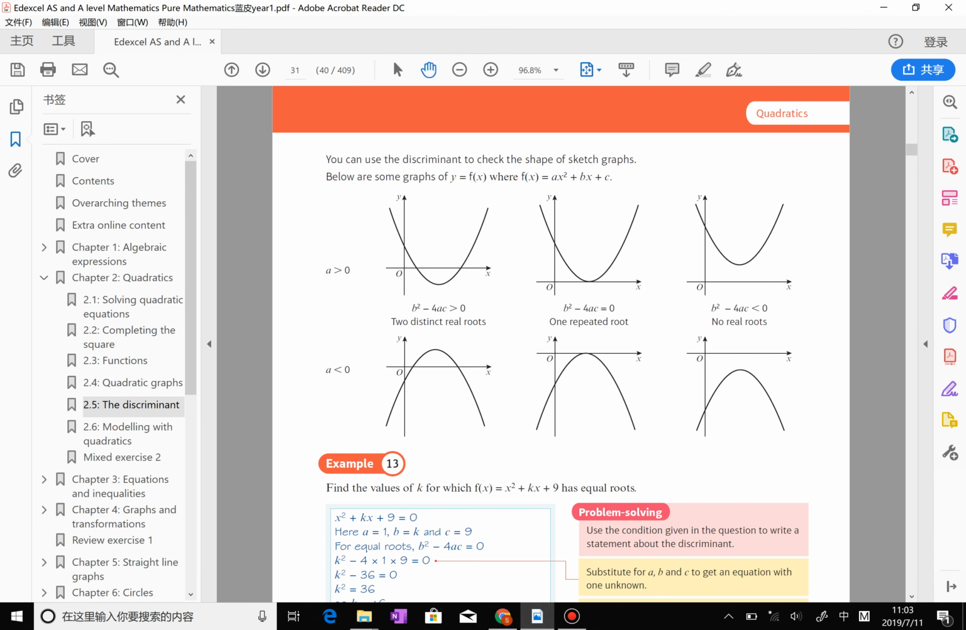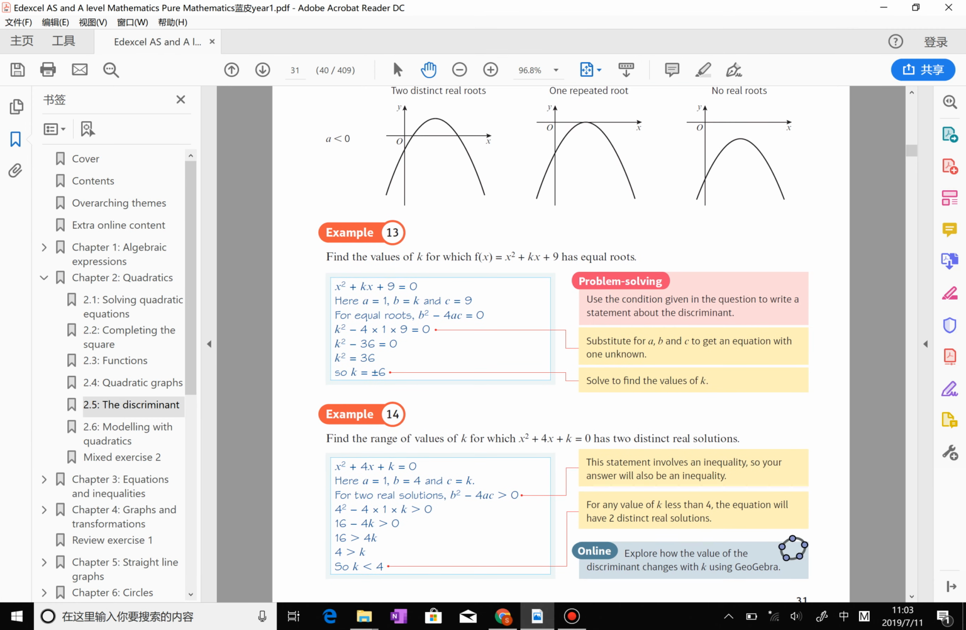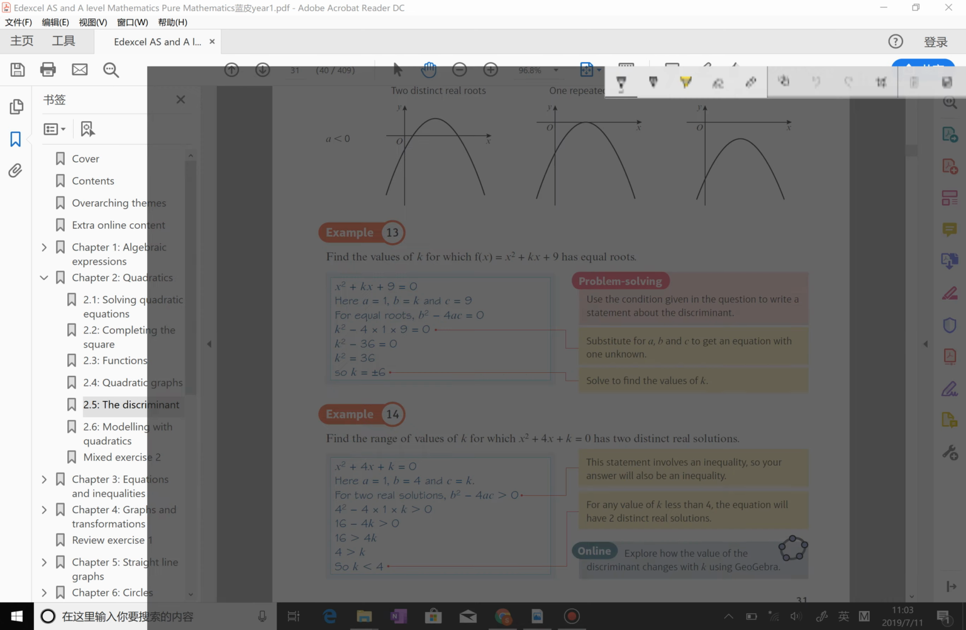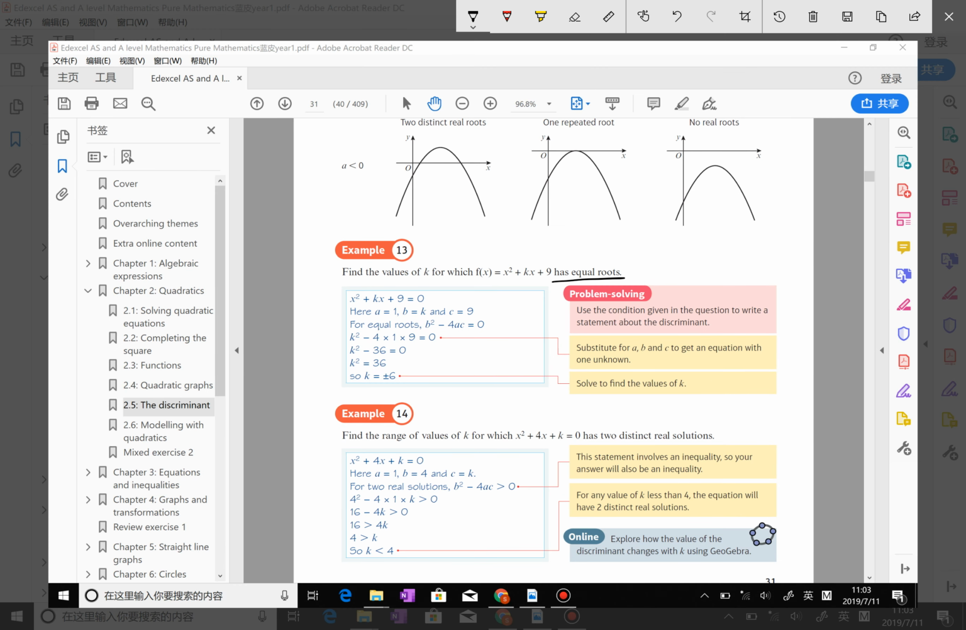Let's look at example 13. Question: find the values of k for which f(x) equals x squared plus kx minus 9 has equal roots. What does that mean? Equal roots means the discriminant b squared minus 4ac equals 0. So let's take b squared minus 4ac equals 0, then k squared equals 36. We have k equals positive or negative 6. This is the answer.